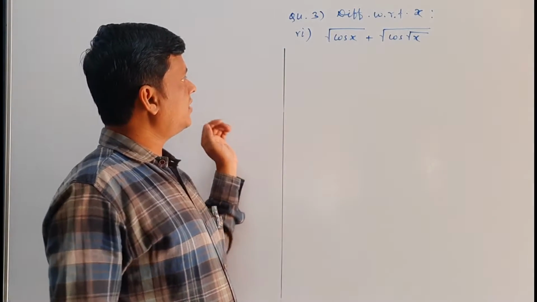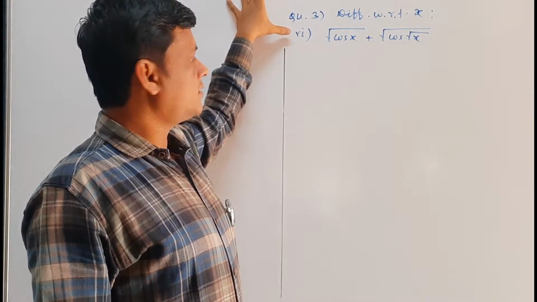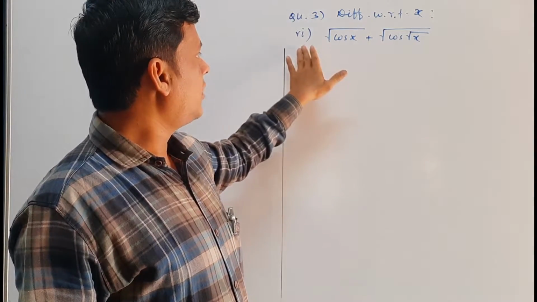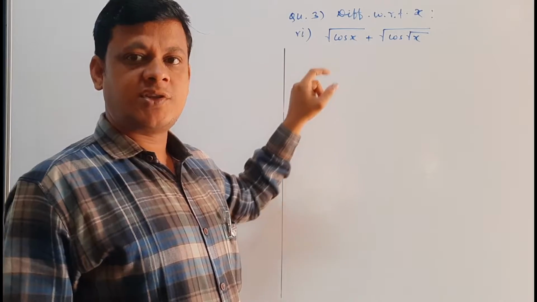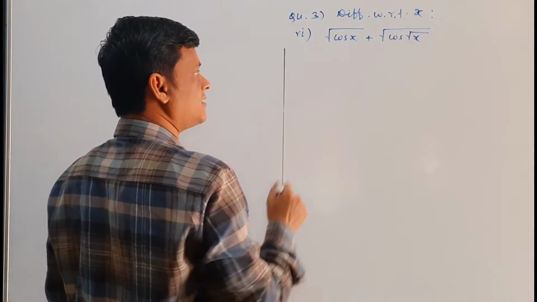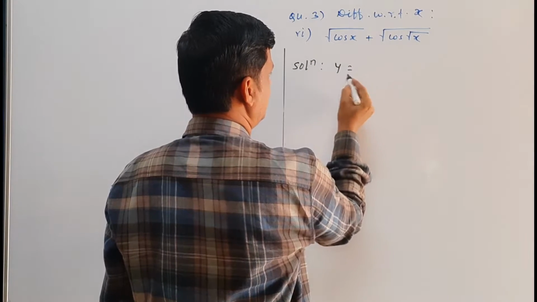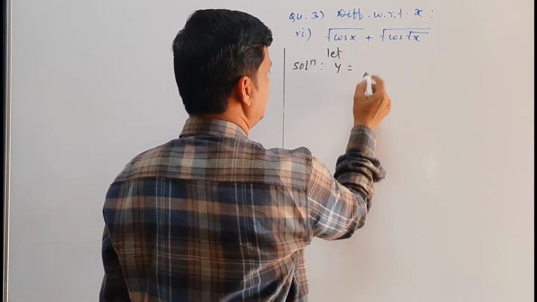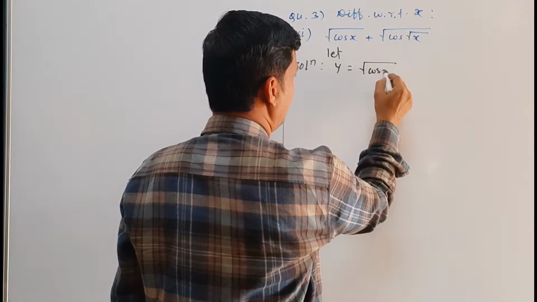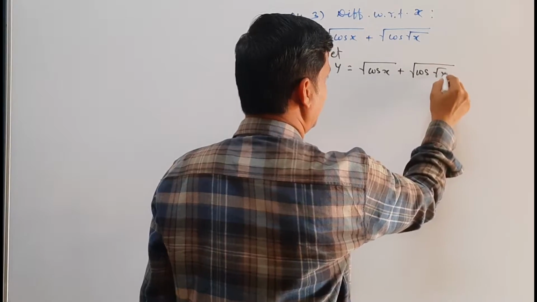Now in the last lecture we solved questions up to subquestion 5. So today we solve question number 6. Here, first we represent the given function as y. Write in the solution: let y is equal to root of cos x plus root of cos of root x.